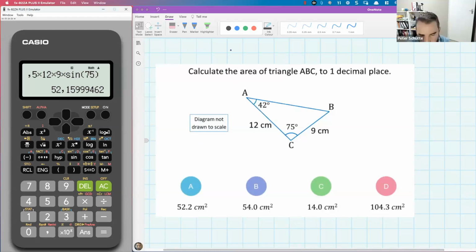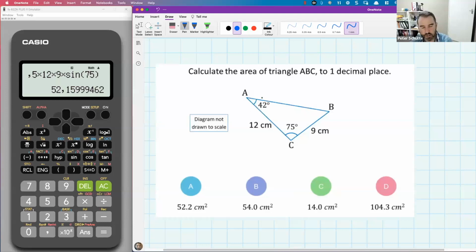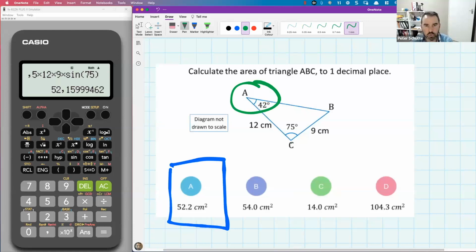So what could have gone wrong here? What could have gone wrong is if you used the 42 as the angle. The reason you can't use 42 is you need to use the angle between the 2 sides that you know. That's why it had to be the 75 and not the 42. And that's probably the most important thing to realize: you can't just use any angle. It must be the angle between 2 known sides for the area rule to work its magic.